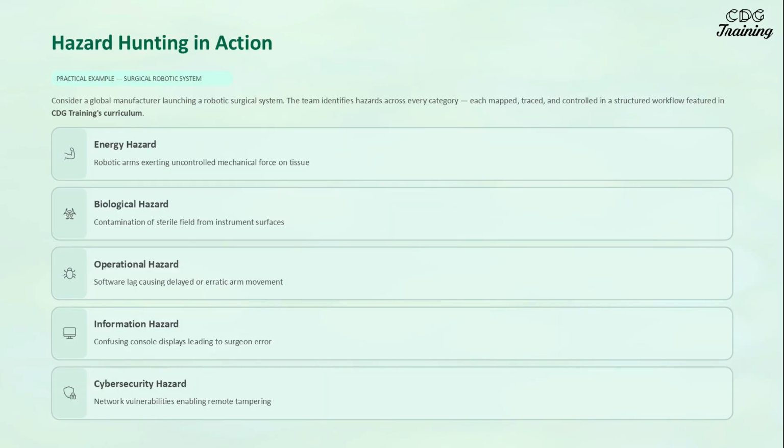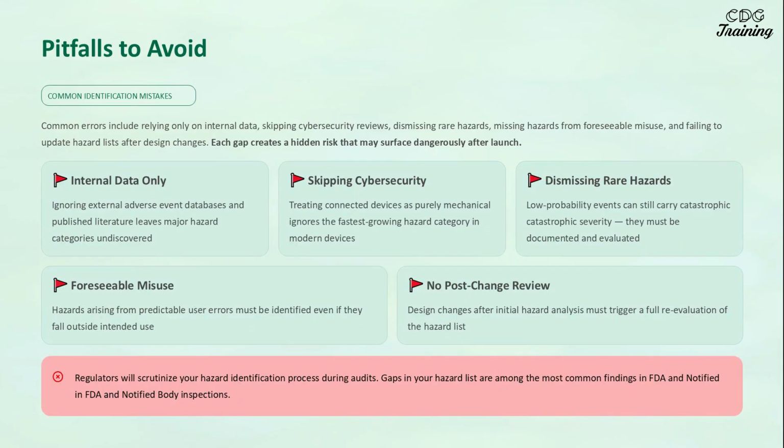A global manufacturer mapped hazards across every category in a robotic surgical system. This structured workflow is part of CDG training's curriculum, showcasing practical hazard identification. Common errors in hazard identification include relying on internal data only and skipping cybersecurity reviews. Each gap creates a hidden risk that may surface dangerously later.